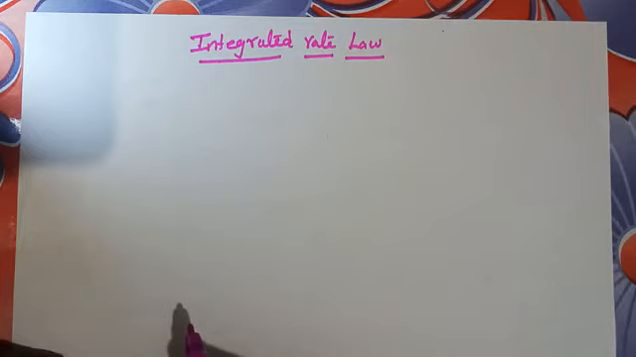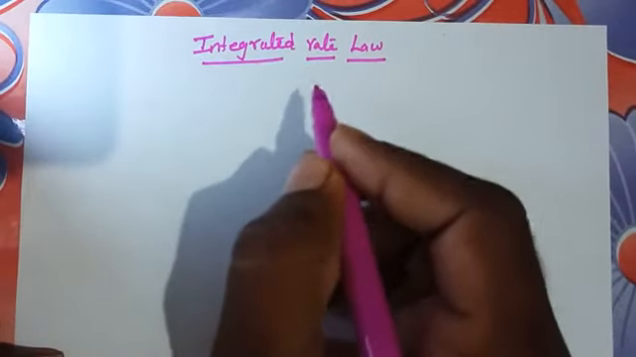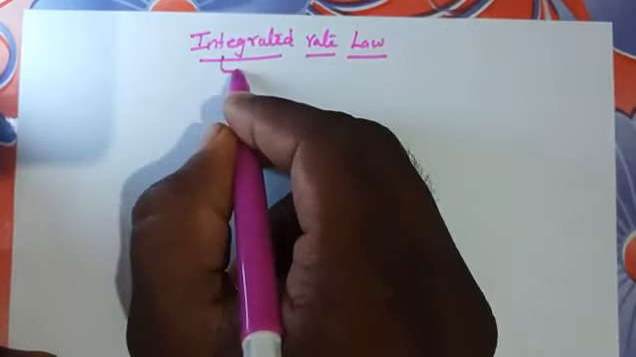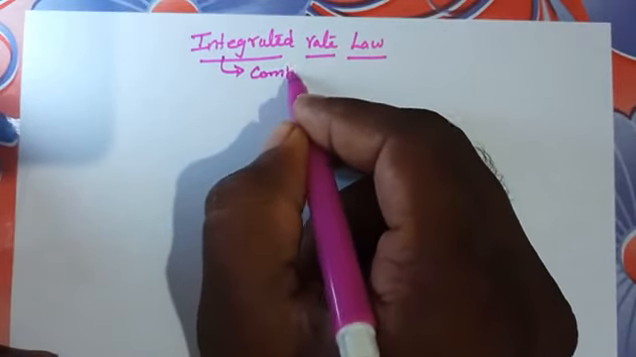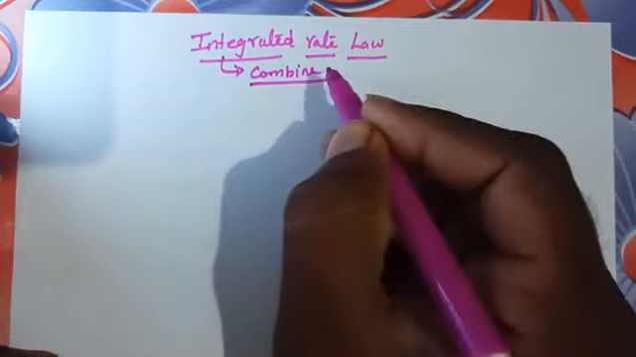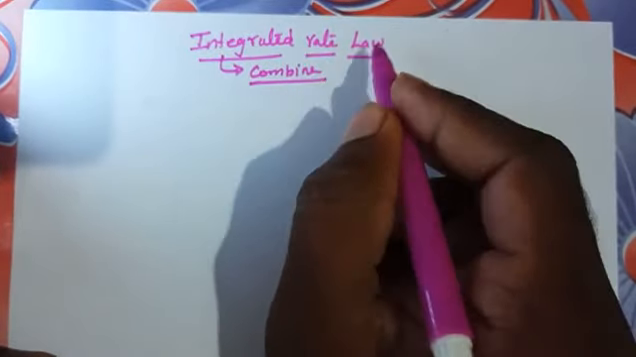Today we are going to continue chemical kinetics lesson number 7 from 12th standard volume 1. We are going to discuss integrated rate law. The word integrated represents combined. So in this topic we will discuss the combined form of rate law.